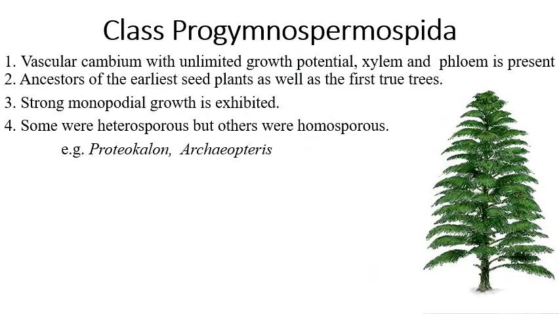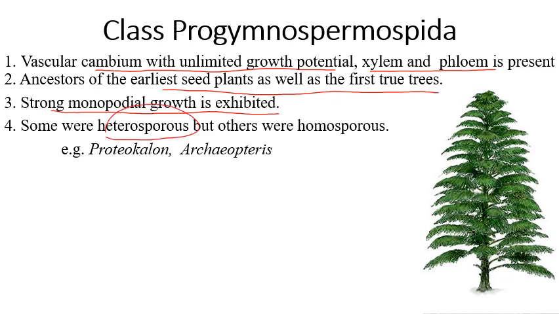The last class of pteridophyte is Progymnospermopsida. The characteristics include cambium with unlimited growth potential, presence of xylem and phloem, ancestors of the earliest seed plants as well as first true trees. Strong monopodial growth is exhibited. Some of the members were heterosporous and some were homosporous. The examples or representatives of this class include Protopitys and Archaeopteris.